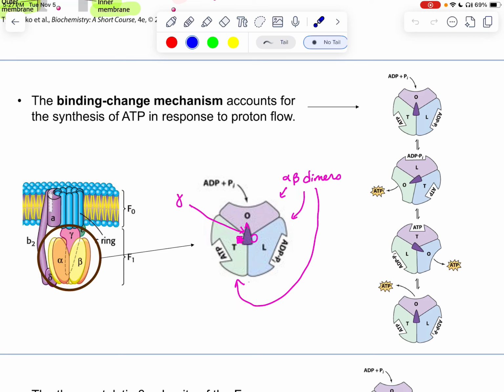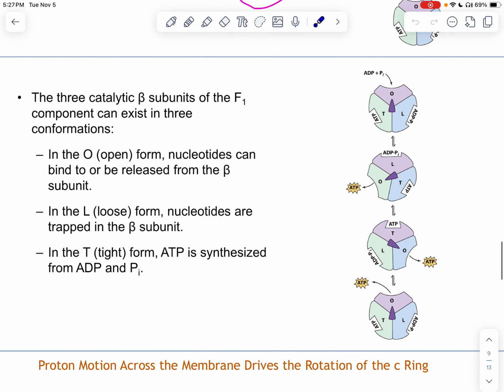Okay, so to review, we're looking kind of up at the knob. We have our 3 alpha beta dimers, each in a different color here. We have that gamma piece of the rotor, and we talked about the fact that the different sides have different components, different shapes. They will affect the conformation in these other pieces. All right, so then let's talk about what happens.